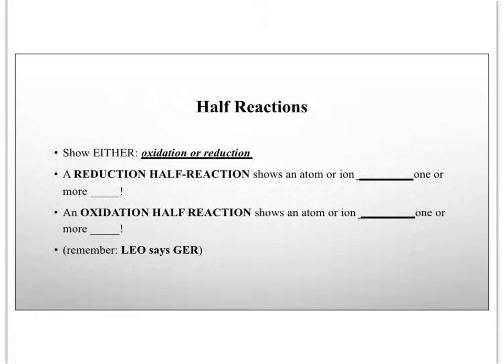Okay, so now we're going to look at how to do these half reactions. It's very simple. The half reaction is going to show either the oxidation part or the reduction part of a redox reaction. So a reduction half reaction shows an atom or ion gaining one or more electrons, and the oxidation half reaction shows an atom or ion losing one or more electrons, and that all goes back to the LEO says GER concept.